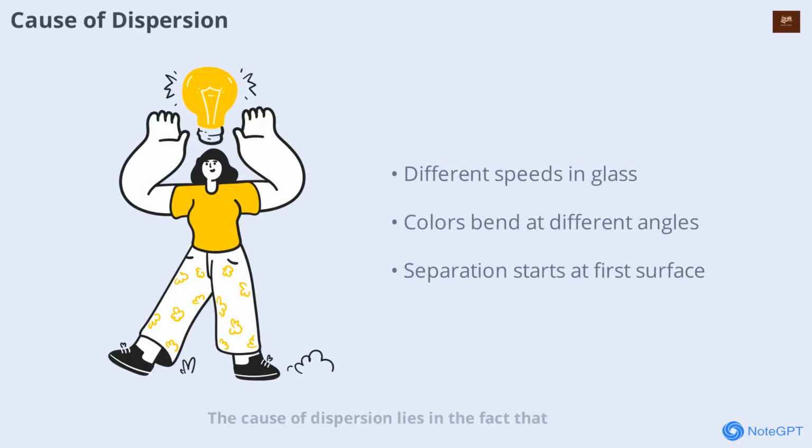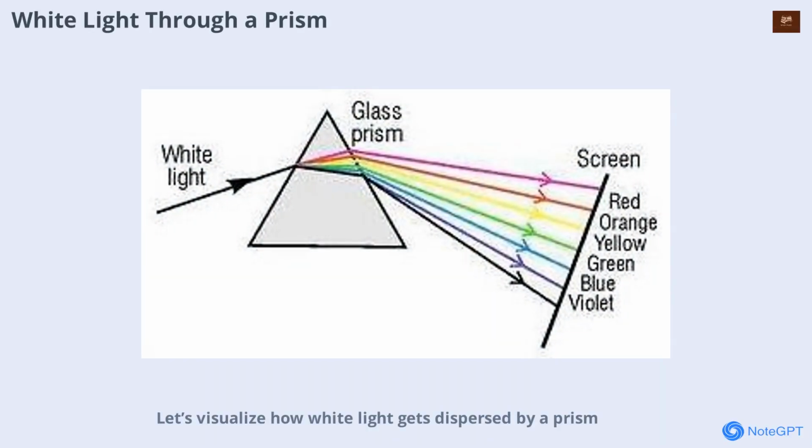The cause of dispersion lies in the fact that different colors of light travel at different speeds in glass. When white light enters a prism, each color slows down by a different amount, causing them to bend at different angles. This separation starts at the first surface of the prism and continues as the light exits, resulting in a spread of colors. Let's visualize how white light gets dispersed by a prism.